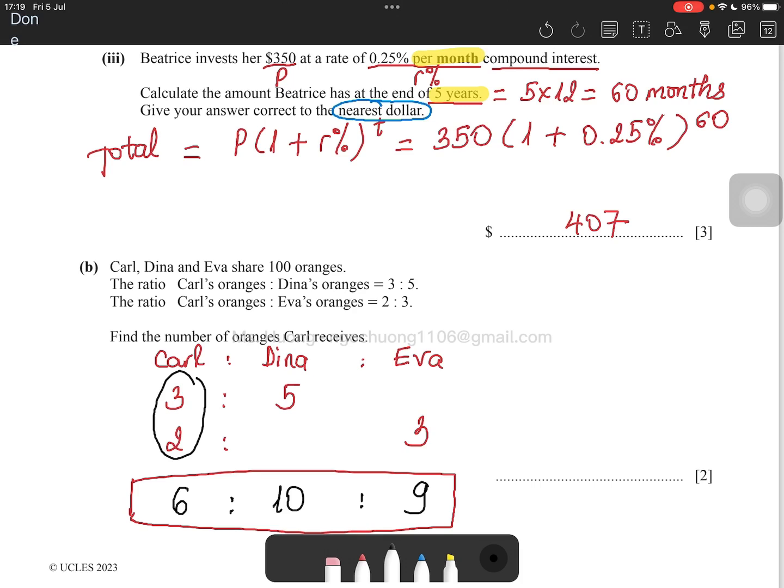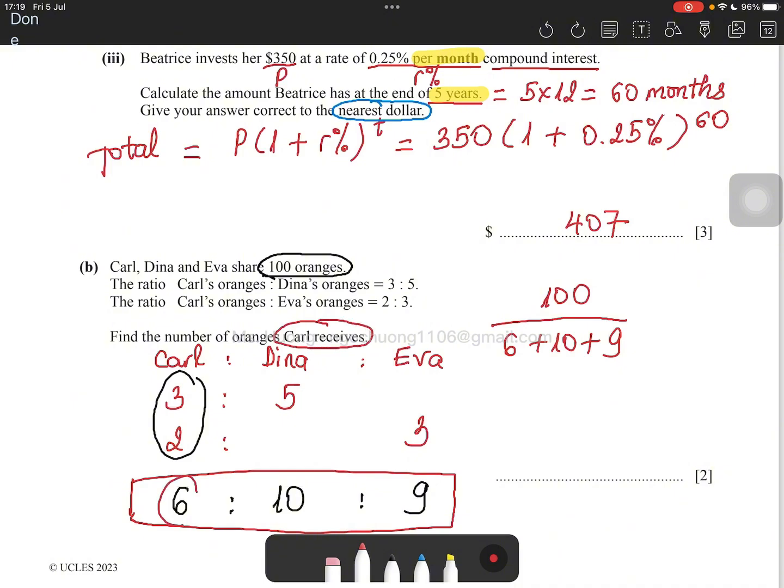And you know that the total number of oranges is 100. This 100 oranges is corresponding to 6 plus 10 plus 9 is 25 units. If 25 units is 100 oranges, then the value of 1 unit will be 100 divided by 25 equals 4 oranges. And we want to find the number of oranges Carl receives. And you see that it is 6 units. So we multiply the value of 1 unit by 6. So the answer is 24 oranges.